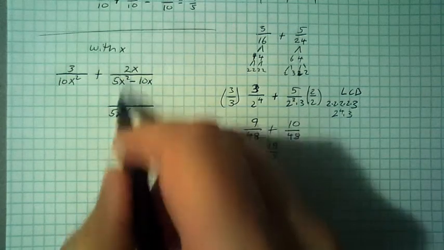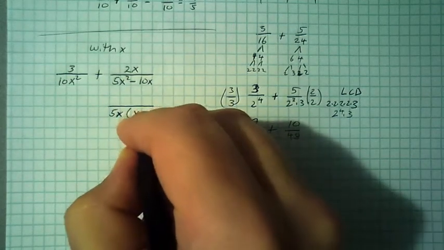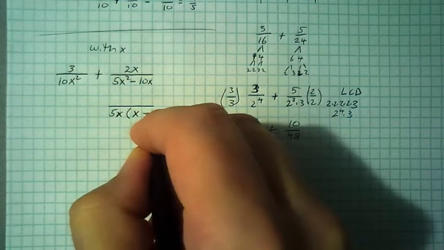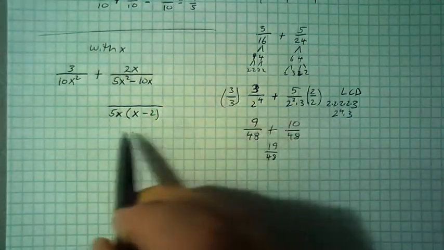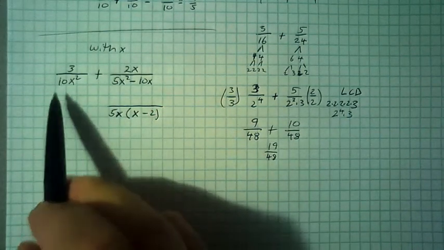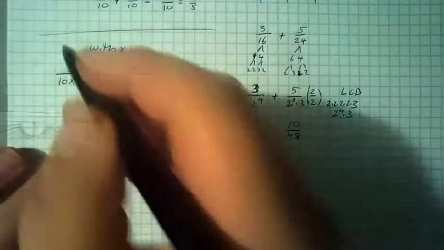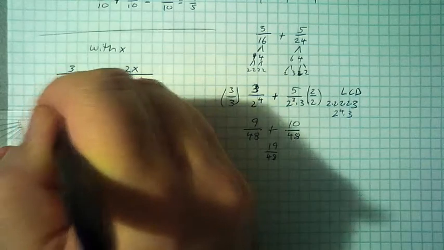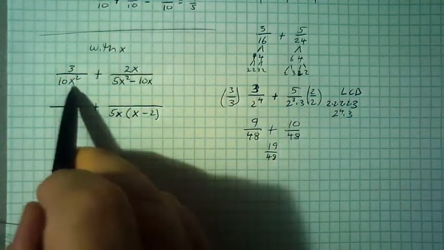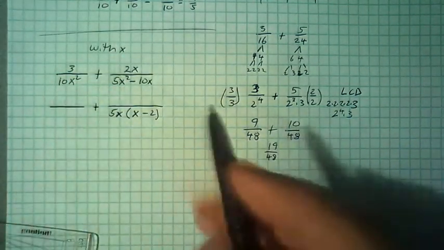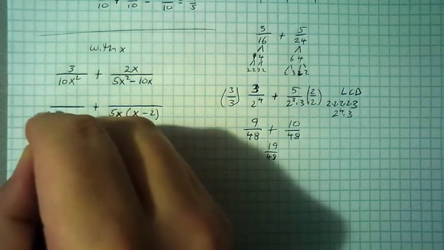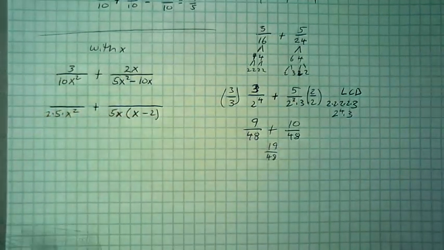So to get 5x squared, I have to multiply this by x, and to get 10x, I'd have to multiply that by 2. So there it is factored. Sometimes I would just leave this 10, and that might be okay, but I know I've got a 5 over here, so I'm going to split that 10 up. This is already a monomial, so it breaks like a factor tree. It's 2 times 5 times x squared.